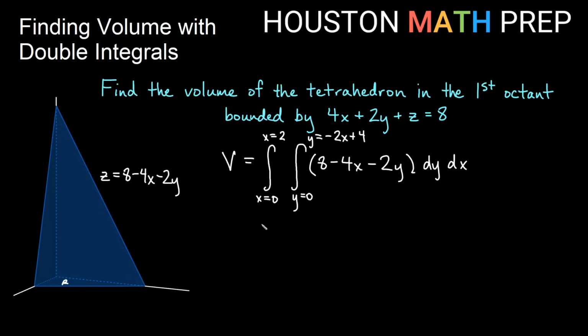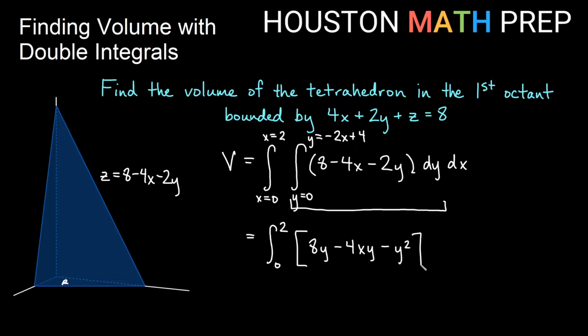Okay, now that our volume integral is set up, we can go ahead and begin to integrate this. So we'll have from 0 to 2 on our outer integral here, integrating from 0 to negative 2x plus 4 dy. Let's go ahead and do this inner integral here. So if we integrate dy, 8 would become 8y, negative 4x would become negative 4xy, and then power rule, raise the power by 1, divide by 2, so we would get minus y squared, and plugging in our bounds from 0 to negative 2x plus 4. We will then integrate all of that dx.